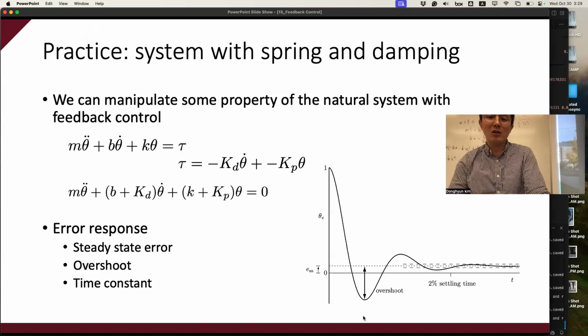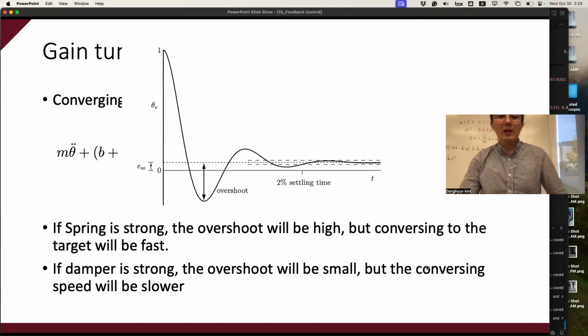Time constant is how quickly this system behaves. If the spring is strong, which means natural frequency is high, your system is responding really quickly. So it has a better, shorter time constant, but you're going to see the overshoot in many cases. But it converges to the target very quickly. If the damper is strong, overshoot will be small. So you're probably going to see a more gentle behavior of the system, but it converges to the target slower. So that's the balance game again.